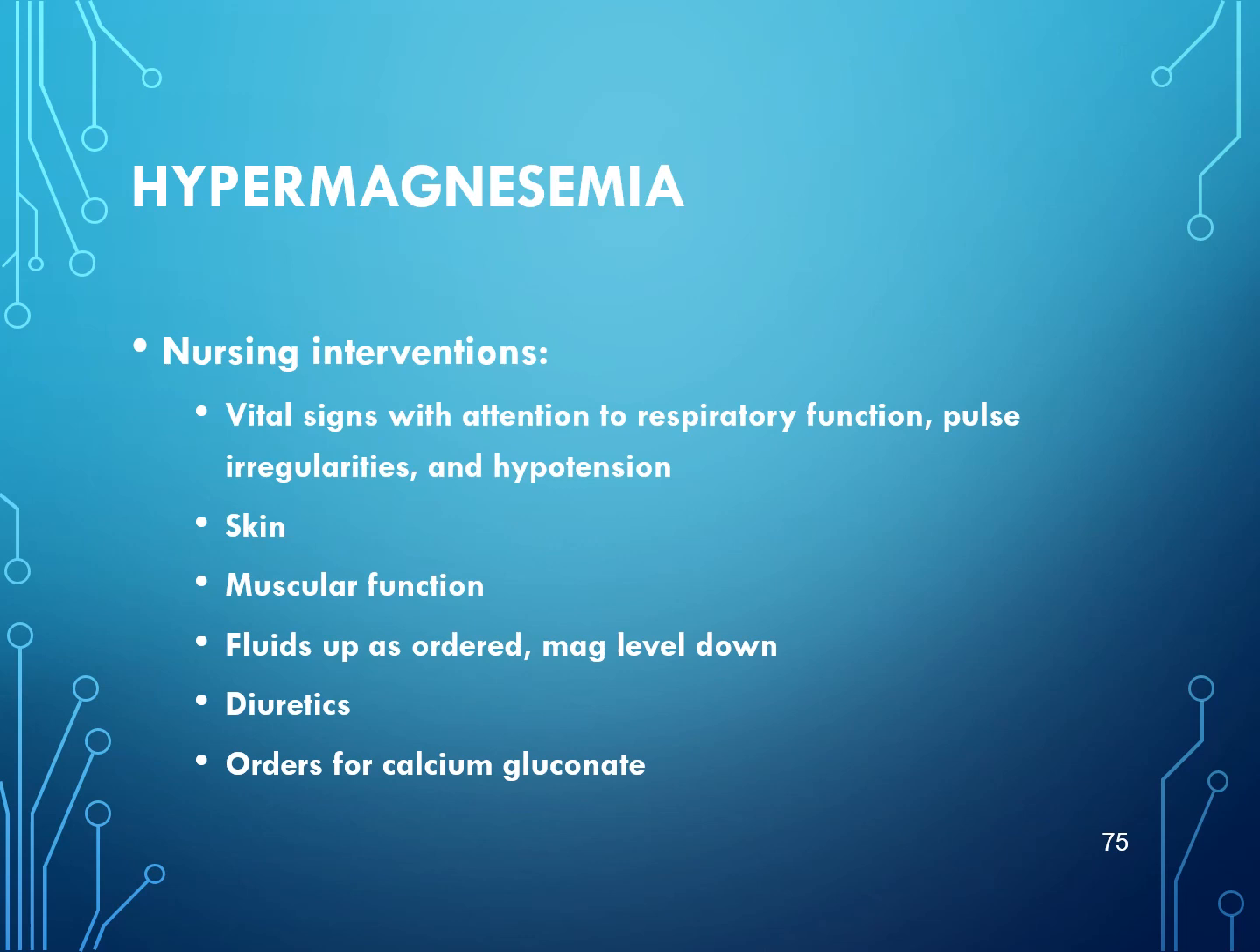Okay, so orders for calcium gluconate. It is a magnesium antagonist, so it's reversing the cardiovascular effects and the neuromuscular effects of magnesium, similar to potassium. And if this isn't effective, they may need to have hemodialysis with a magnesium-free dialysis solution to help get it out of their system as well.